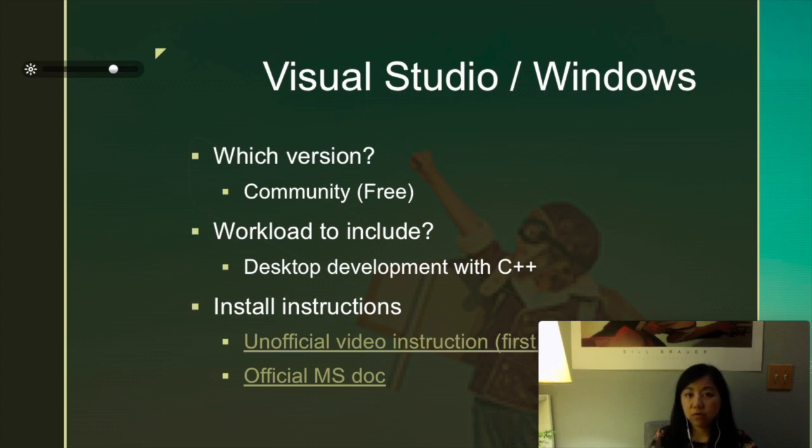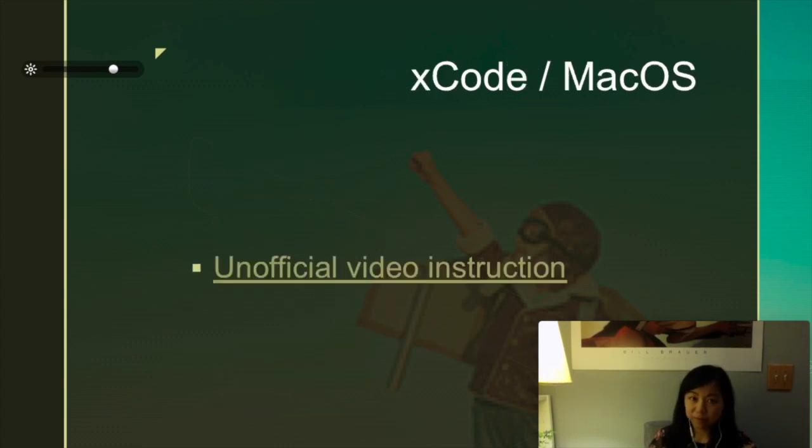When it asks you which workload to include, you can say desktop development with C++. I've included two links for the instructions of how to install it. Nowadays installing is pretty easy. Everything is so much easier right now. But if you run into problems, I will have some tips for you later on.